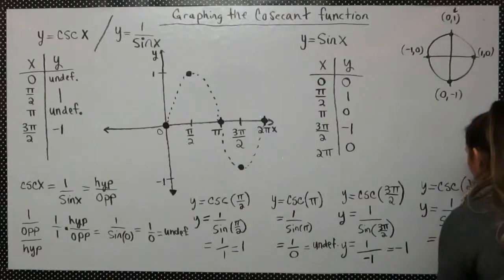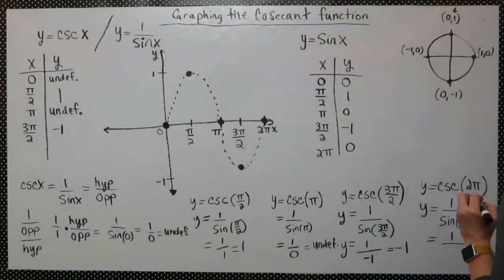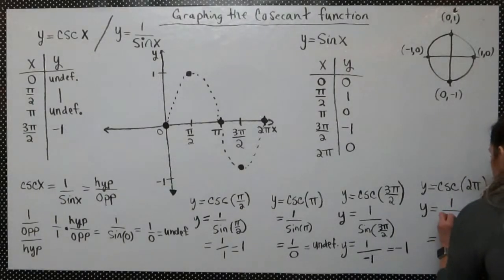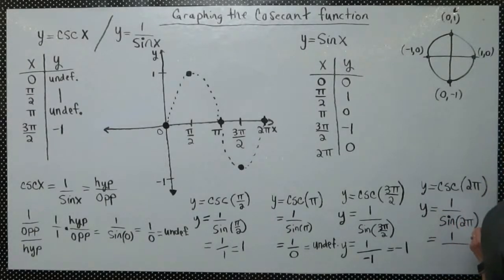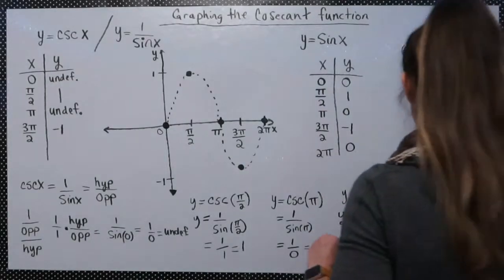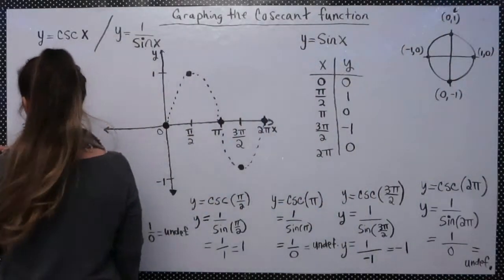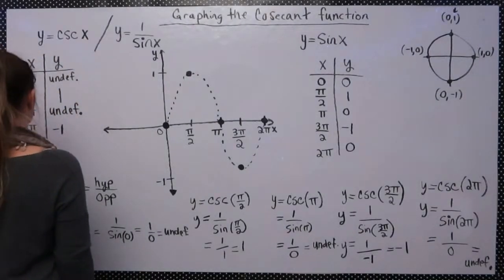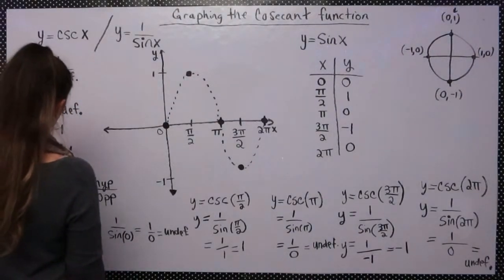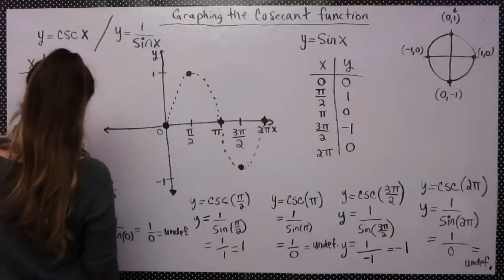And, you know, one of the quirks in my personality is that I make a lot of mistakes just for no reason at all. So sine of, oops, do I want to do that? Yeah, I do. Sine of 2 pi is 0. 1 divided by 0 is again undefined. Okay, good.